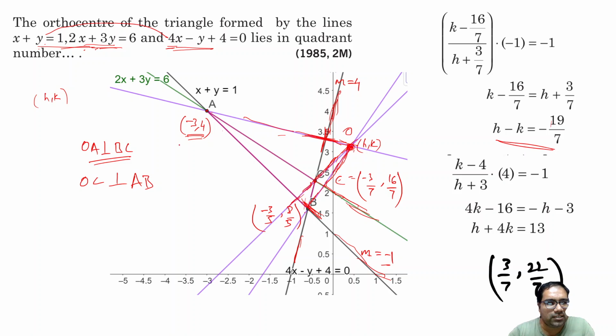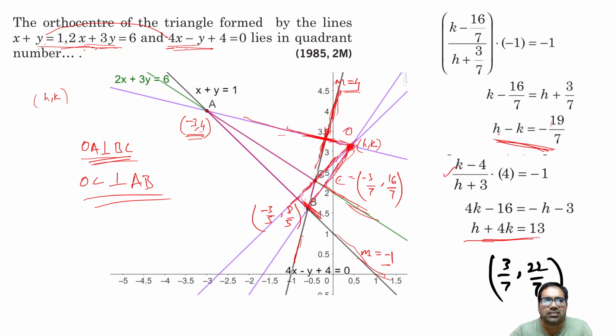Similarly, earlier we had taken OC perpendicular to AB. Now we are taking OA perpendicular to BC. What does that mean? The product of the slope of this one and the slope of this one should be equal to minus 1. The slope of this one is K minus 4 by H minus 3, into the slope of this one, which is M equals 4, from y equals mx plus c. These two products should be equal to minus 1, and if you simplify this, we get H plus 4K equals 13.